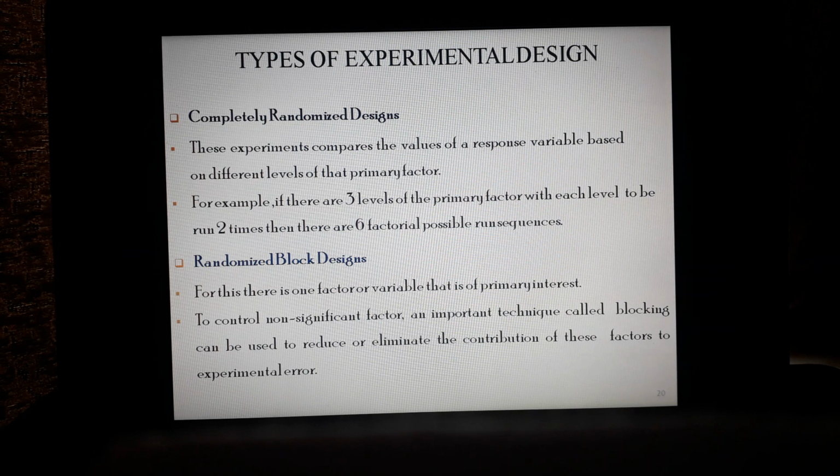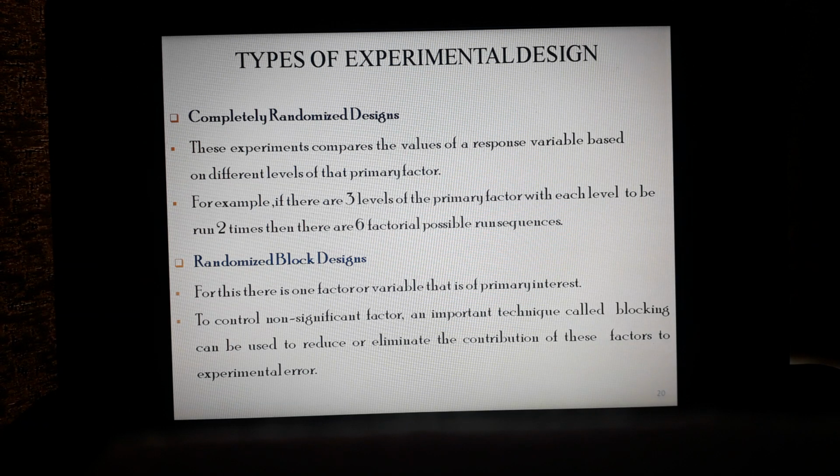completely randomized design and randomized block design. In case of completely randomized design, these experiments compare the values of response variable based on different levels of that primary factor. For example, if there are 3 levels of the primary factor with each level to be run 2 times, then there are 6 possible run sequences you will get.